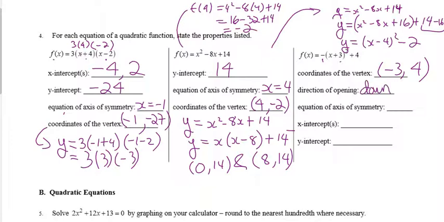What's the equation of the axis of symmetry? x equals negative 3, right? x equals the x-coordinate of the vertex, regardless of which 20 class you did.